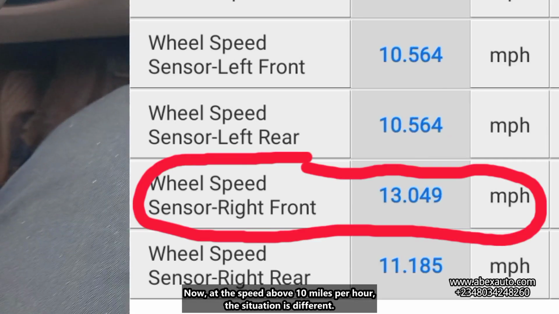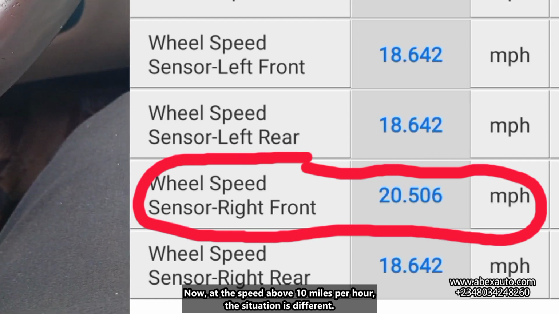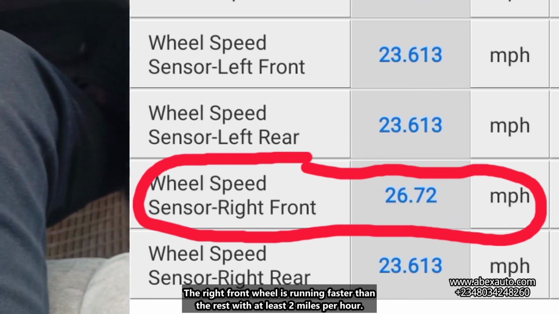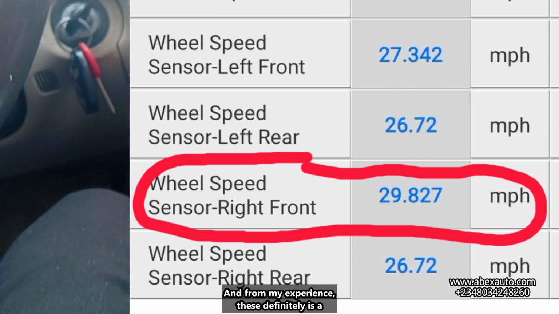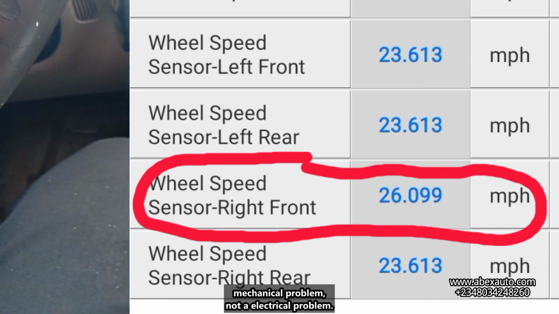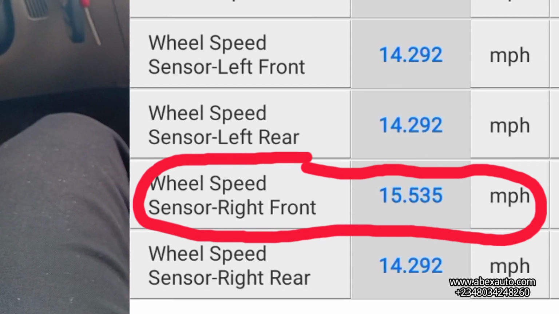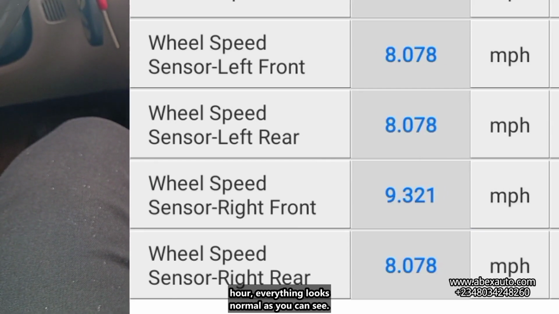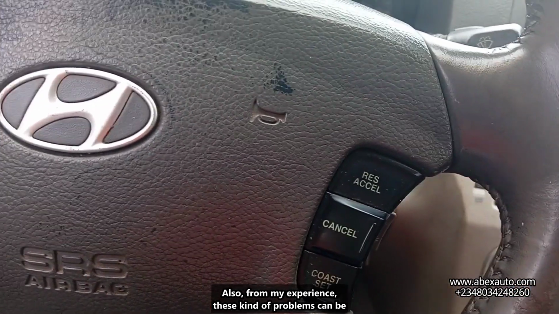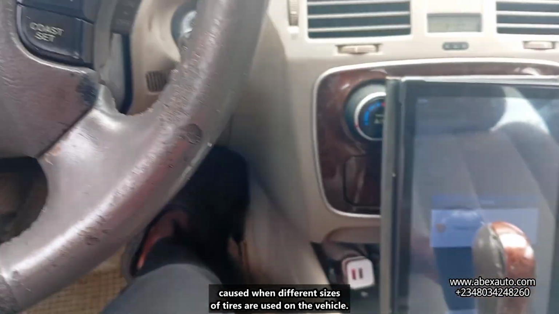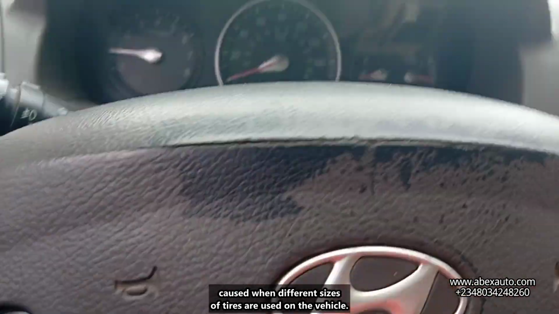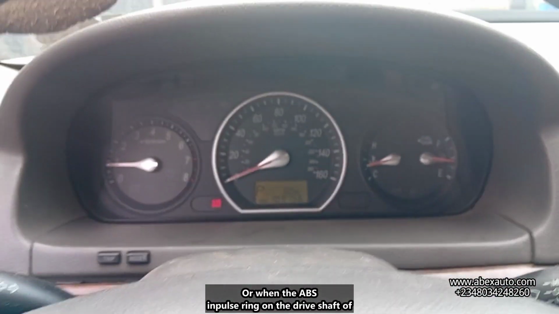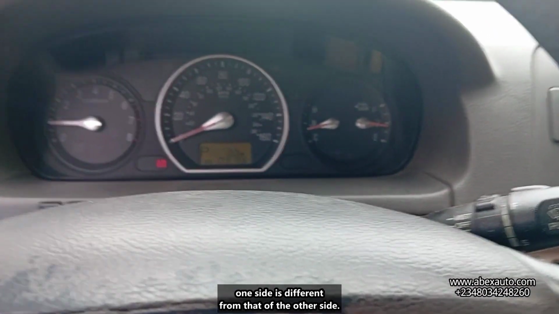Now at the speed above 10 miles per hour, the situation is different. The right front wheel is running faster than the rest by at least 2 miles per hour. And from my experience, this definitely is a mechanical problem, not an electrical problem. But at the speed less than 10 miles per hour, everything looks normal, as you can see. Also, from experience, this kind of problem can be caused when different sizes of tires are used on the vehicle, or when the ABS impulse ring on the drive shaft of one side is different from that of the other side.